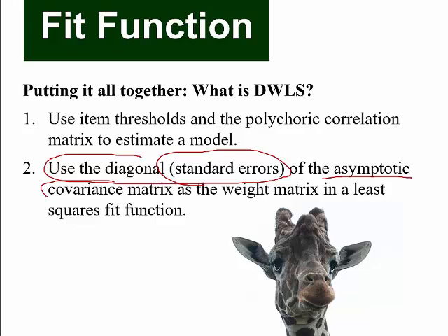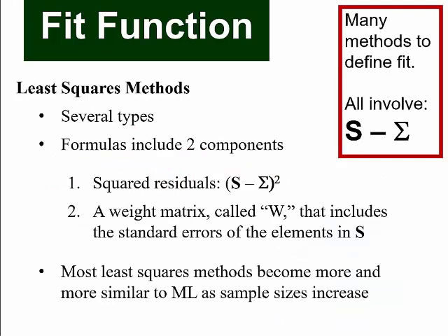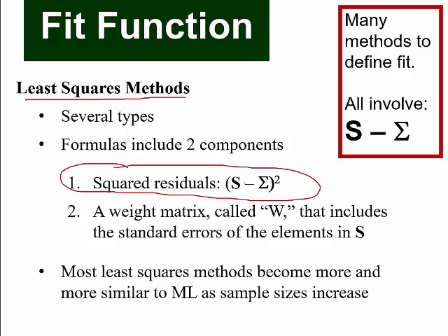Let me go back to that previous slide we looked at when I talked about the fit function. I think this is here. Yeah. So when we use least squares methods for a fit function, we calculate these residuals, which is how far the elements of our S matrix deviate from the sigma matrix. In this case, it's how far the elements of our observed polychoric correlation matrix deviate from the elements in our reconstructed polychoric correlation matrix, and we square that and sum it up, and we get our squared residuals. But then we're going to weight these residuals by standard errors.